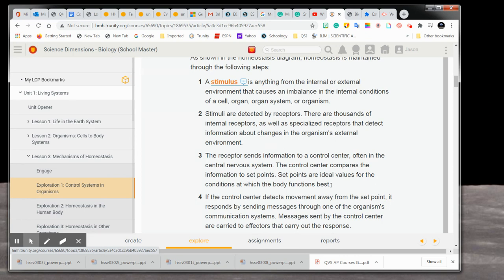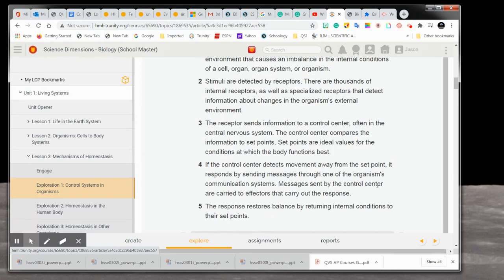Okay, so the temperature value is a great example. And so the set point for our temperature is 98.6 degrees Fahrenheit, or what is that in Celsius? Okay. Number four, if the control center detects movements away from the set point, it responds by sending messages through one of the organism's communication systems. These messages sent by the control center are carried to effectors that carry out the response. Okay. Now these effector cells, there's a wide variety of these. We'll talk more about that in the next section here.